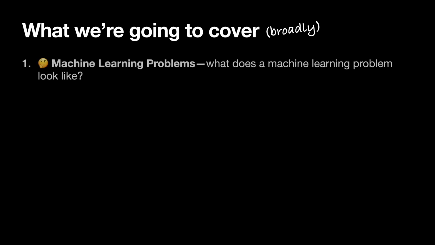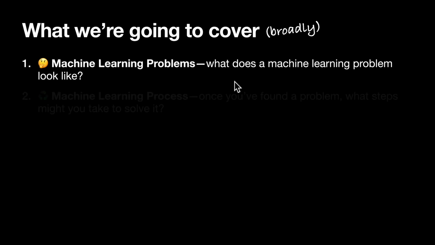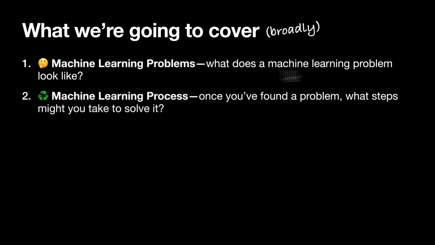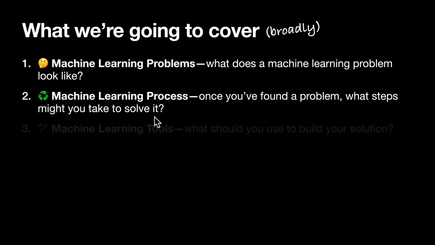And so, what we're going to cover pretty broadly. That was a long-winded bit of an intro into machine learning in general. I mean, again, you could look machine learning up and find out your own stuff, but we've covered enough to understand what we're going to look through in this video. So number one, we're going to look at machine learning problems, aka what does a machine learning problem look like? How do you diagnose a machine learning problem? Number two, machine learning process. So once you've found a problem, what steps might you take to solve it?